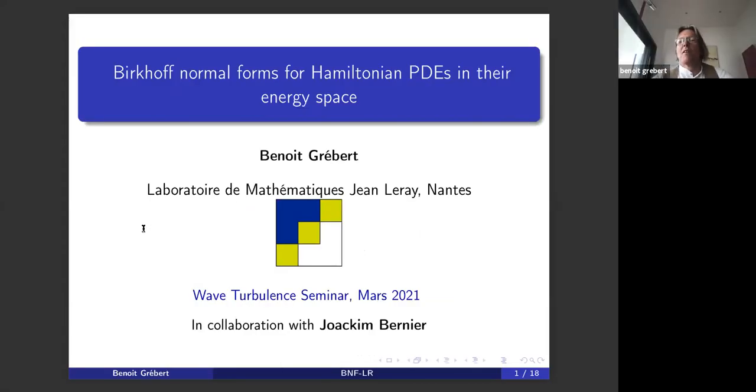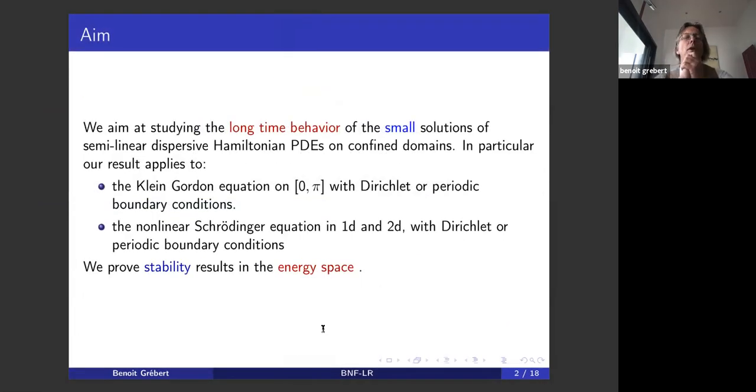Can you please start? Well, thank you very much for this presentation, and thank you very much for the invitation, actually. So I am effectively going to talk about Birkhoff normal form for Hamiltonian PDEs, and the novelty is that I will do that in the energy space. This is a collaboration with Joachim Bernier, who is here, actually, in the seminar. And okay, so let's begin with, in some sense, an abstract of the talk.